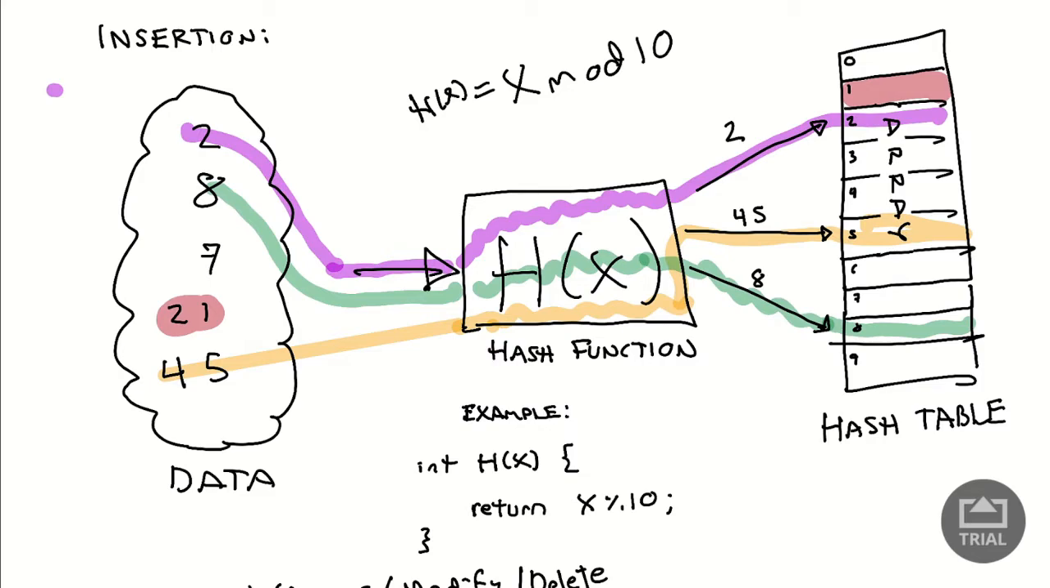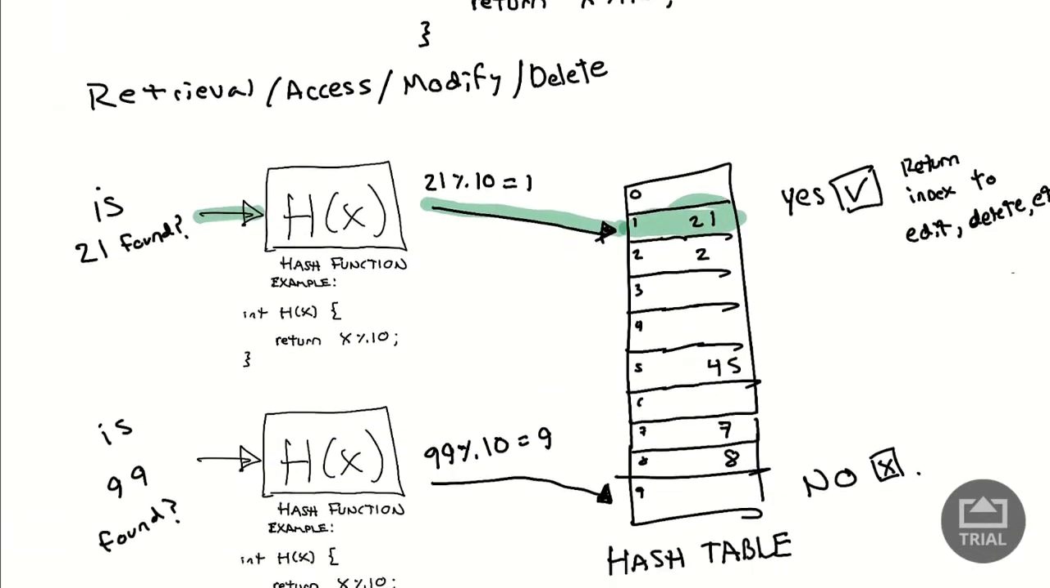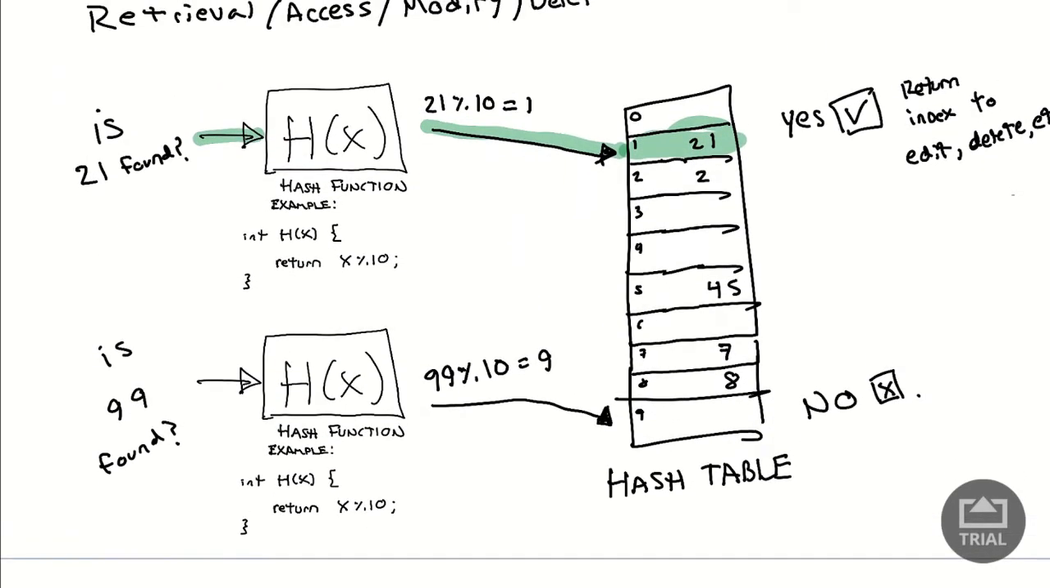In this case, we're just doing modulus 10, and as you can see, that's where things get stored. Here's what that would look like in code: literally just a function h of x returns x mod 10, and that's all there is to it. For retrieval, access, and modify, you feed the item to the hash function again, it returns an array index, and if the item is found at that index, then you can say yes, it's there, and then you can either delete it, just say that it's there, or edit it, do whatever you want with it at that point.